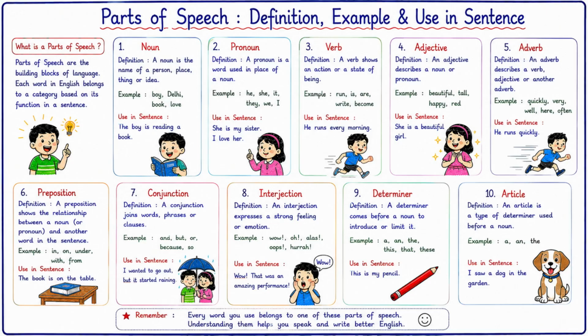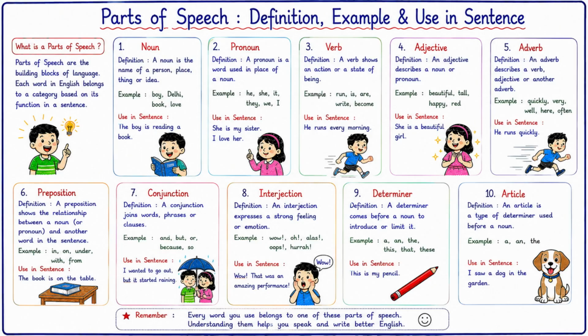Now let's analyze one complete sentence. The intelligent student carefully placed a new book on the table. The is an article. Intelligent is an adjective because it describes the student. Student is a noun. Carefully is an adverb because it tells us how the student placed the book. Placed is a verb. A is an article.